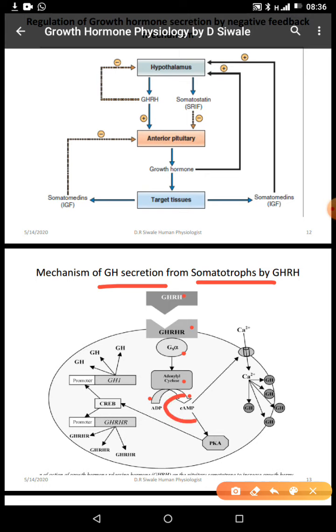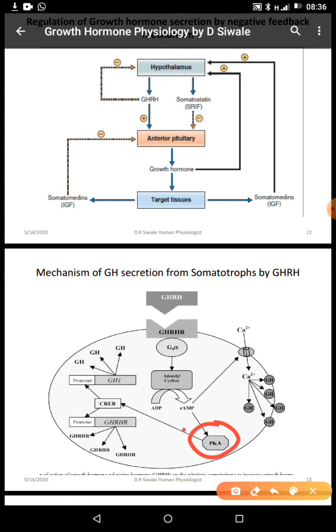Okay. Cyclic AMP does a lot of things inside the cell. It's called an intracellular second messenger. It will increase influx of calcium into the cell, and when calcium enters the cell, it triggers exocytosis of the growth hormone containing vesicles. Apart from that, it also activates protein kinases.